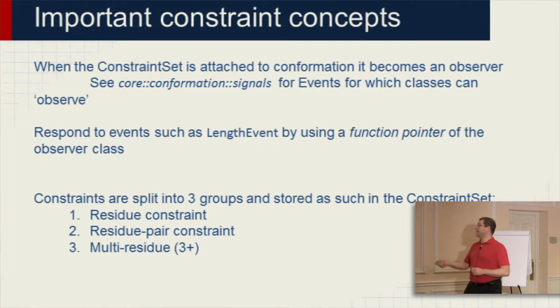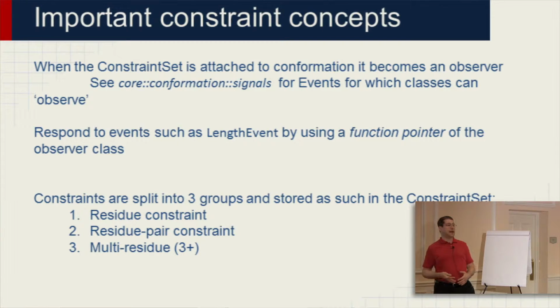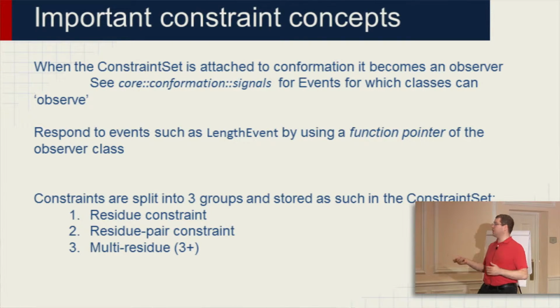So what happens is, on a length event, when you add residues to the pose, a length event gets triggered. The constraint set then responds to this length event and says, hey, you have to renumber yourself. You're no longer residue 100, you're now constraining residue 110. And this way the constraints are consistent and point to the same residues throughout the change of the pose.